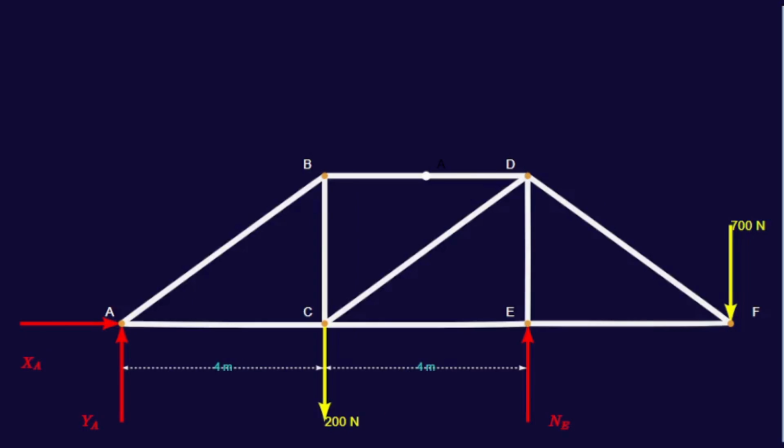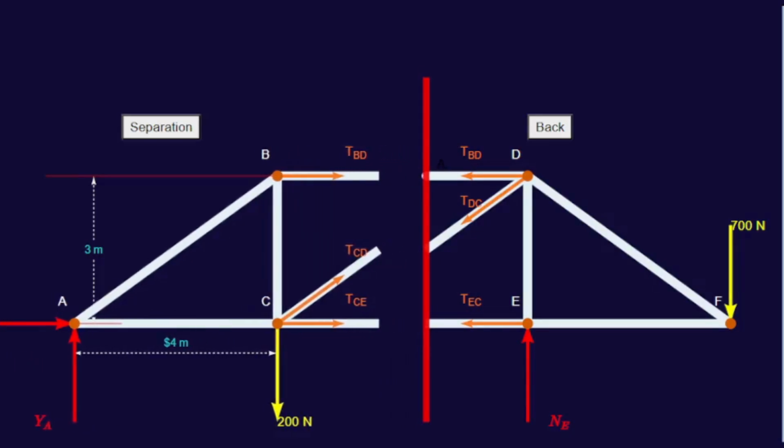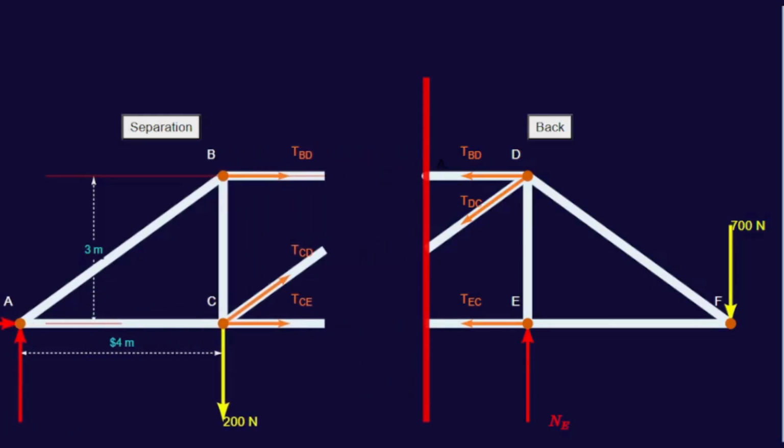Second, we identify the members in which we want to find the axial forces. We separate the two parts, so the internal forces appear in each part as external forces, as shown in the figure. Each part is in equilibrium. The sum of the forces acting on it must be zero, and the sum of the moments must also be zero.